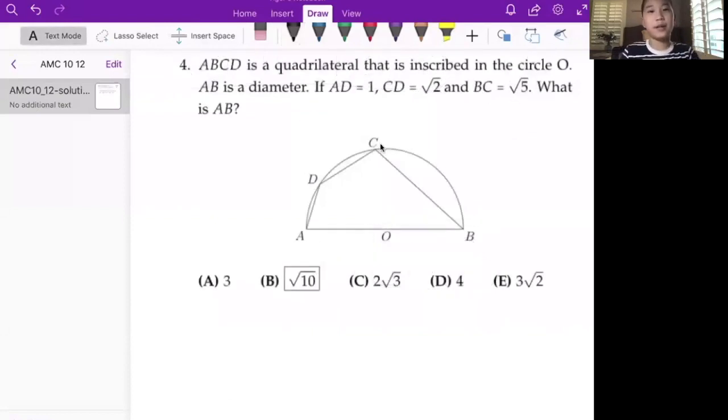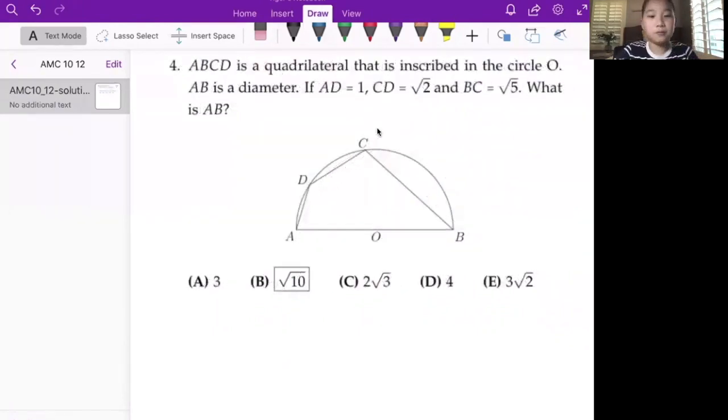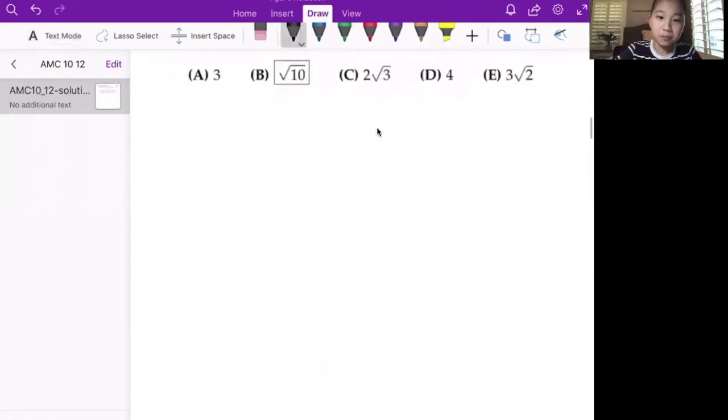Problem 4. ABCD is a quadrilateral that is inscribed in the circle O. AB is a diameter. If AD equals 1, CD equals root 2, and BC equals root 5, what is AB? So to make this a bit easier, we can actually use a formula to do it. It's called Ptolemy's theorem.